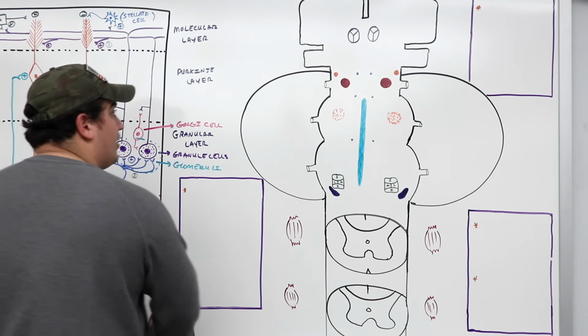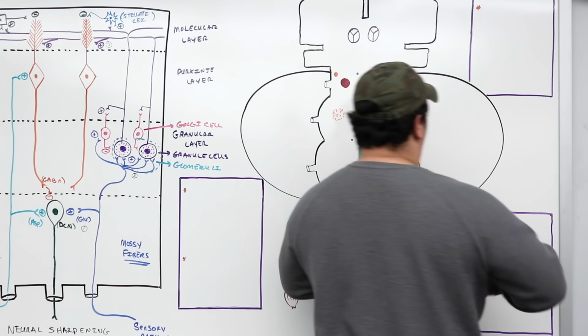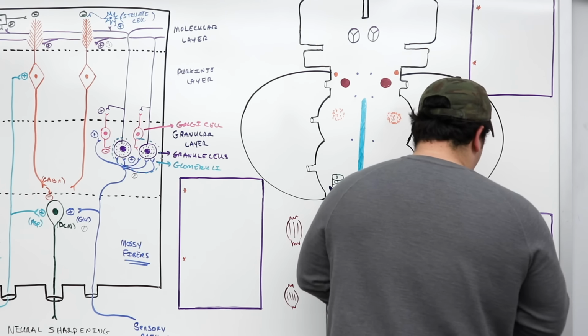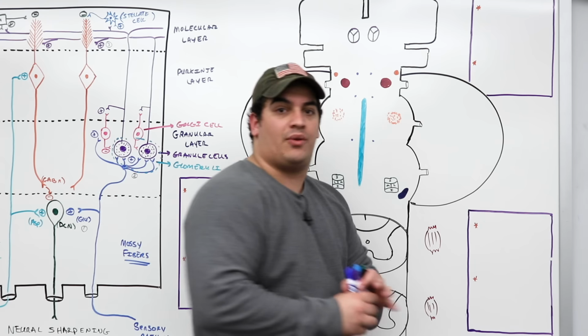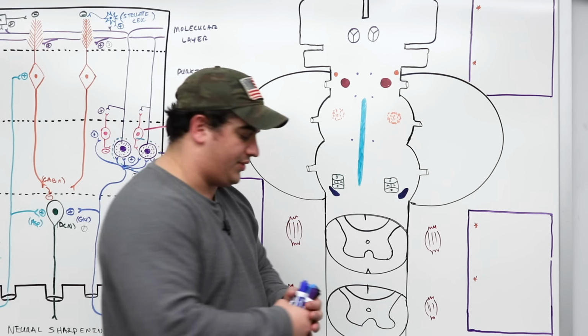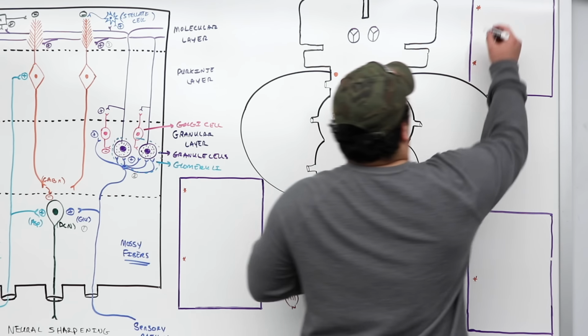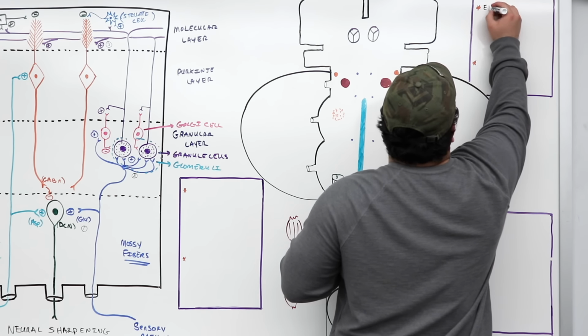Okay, superior cerebellar peduncles. Here's what I want you to remember for this one. It has afferent connections and efferent connections. So afferent and efferent connections. So what do I mean? The first one we're going to talk about is the efferent connections.